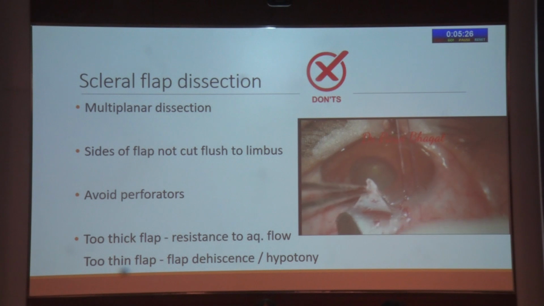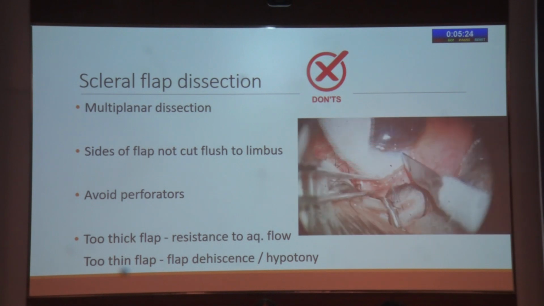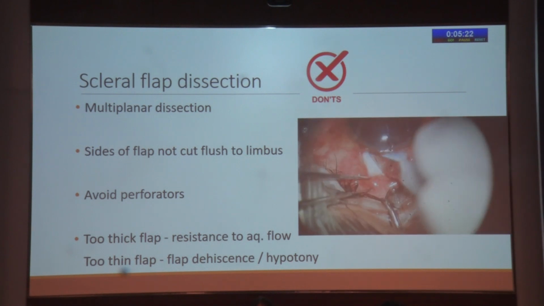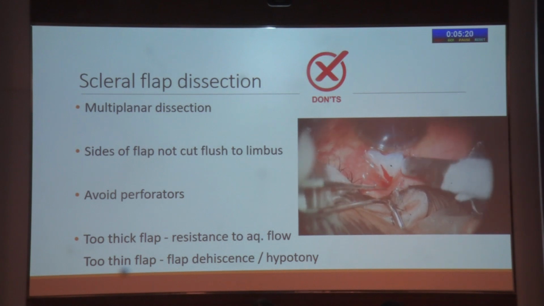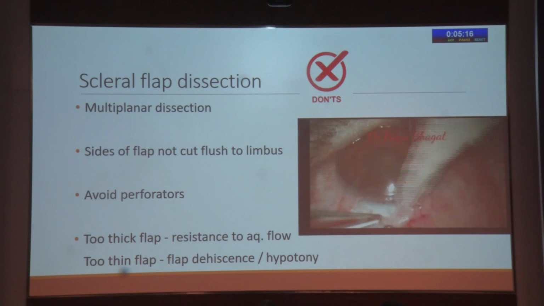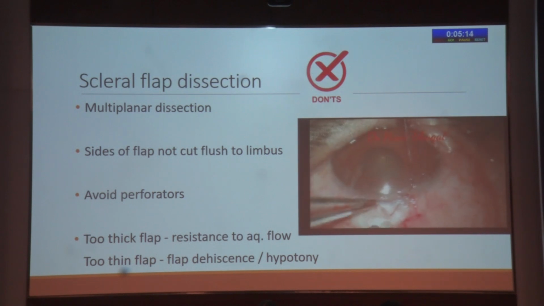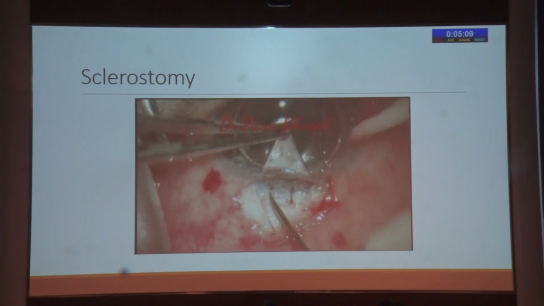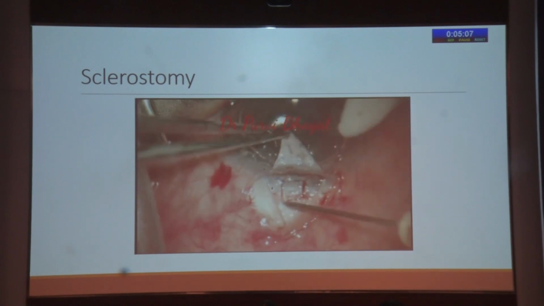Avoid cutting of the perforators because they may start bleeding excessively, and see that the flap is of adequate thickness and according to the thickness of the sclera itself. Too thick will lead to more resistance and underfiltration, and too thin will lead to hypotony and may even cause dehiscence of the flap. With respect to the sclerostomy, what is most important is the anatomy.